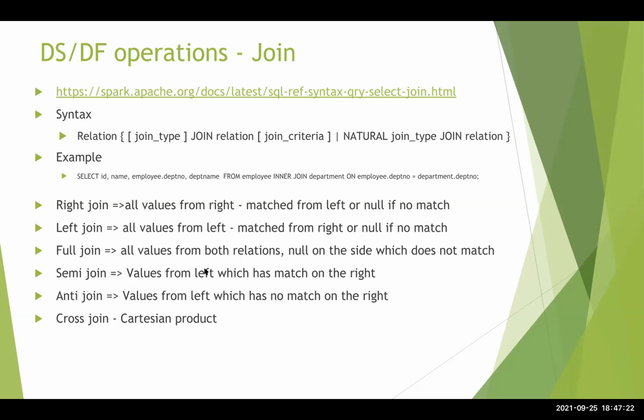Semi join: values from the left which have a match on the right. Anti-join, this not many people know. It gives values from the left which have no match on the right. So generally join means that you join on the match, but anti-join is the values on the left which have no match on the right. Of cross join, of course, you all know it's a Cartesian product.